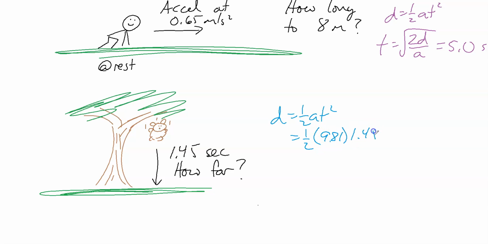And then you've got the 1.45 squared. So again, the 1/2 at squared works really nicely, even for things that are falling down. You've got that 0.5, you've got that 9.81 for gravity, and then that 1.45, and don't forget to square that. And it's just over 10 meters. Looks like it fell about 10.3 meters. So once again, that 1/2 at squared works really nicely.